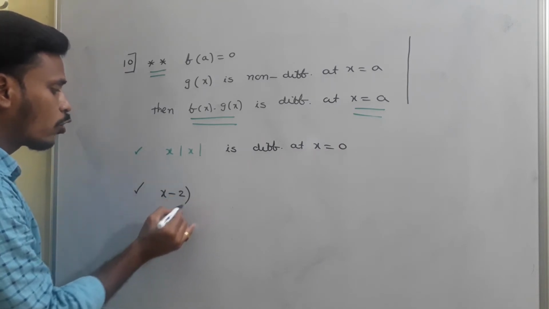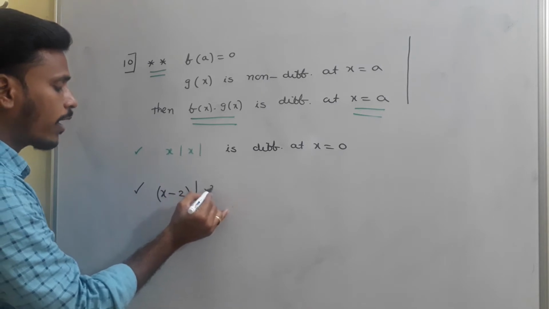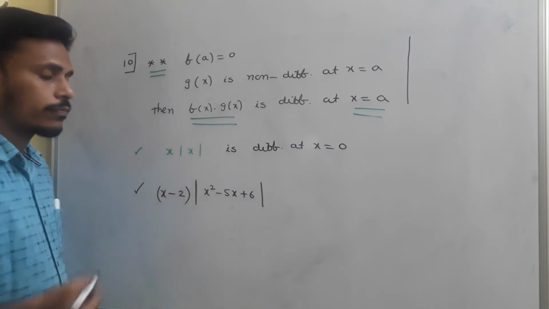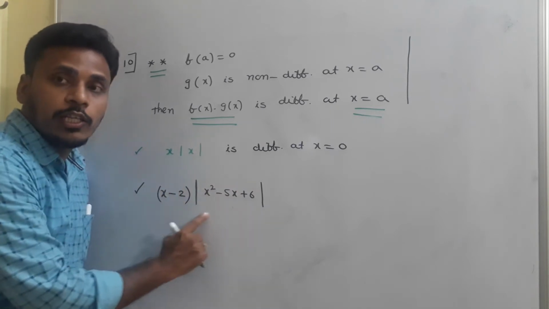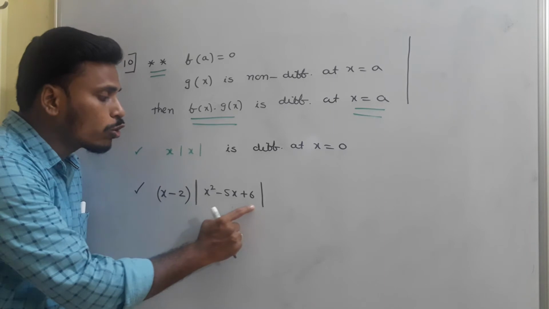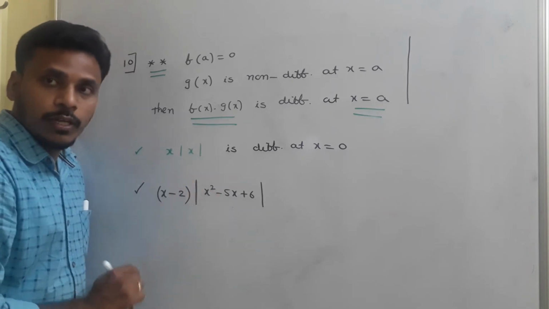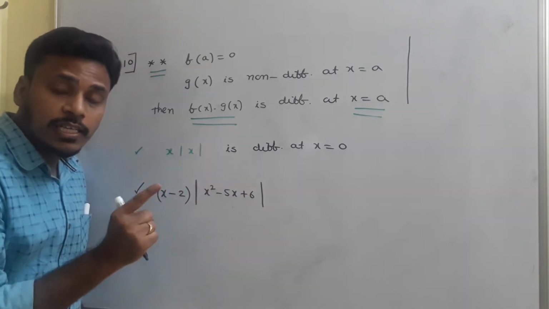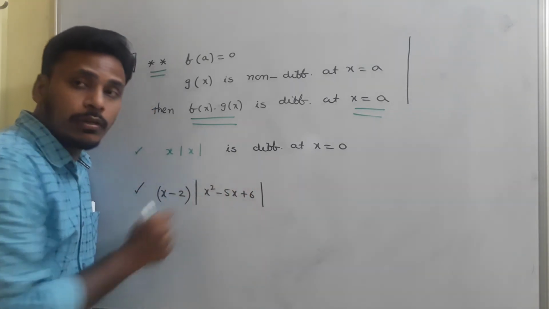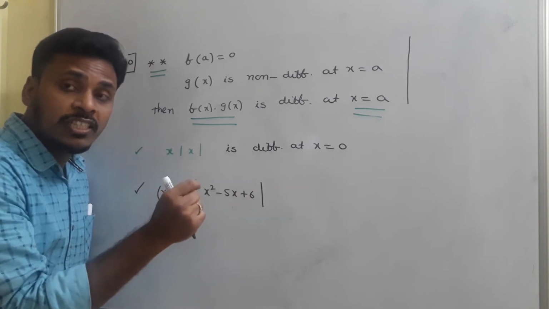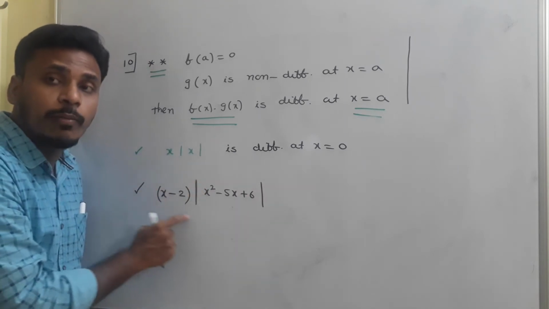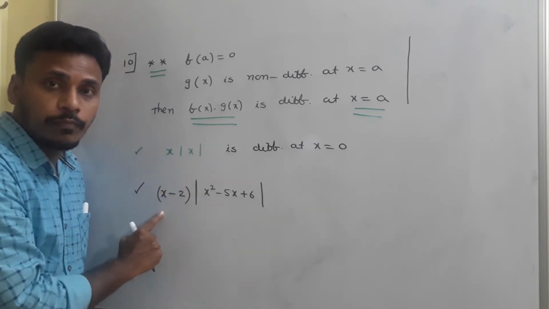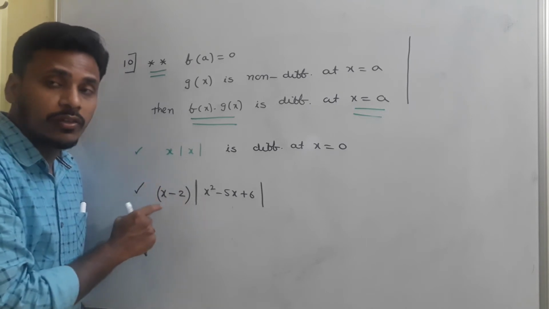Okay. Suppose I give you another function: (x minus 2) into modulus of (x square minus 5x plus 6). See, think about this x square minus 5x plus 6. There are two roots for this, 2 and 3. So at x equals 2, this is non-differentiable. At x equals 3, this is non-differentiable. But when you place 2 in this x minus 2, it becomes 0. When you replace x with 3 here, this is not 0. So 2 is making this 0, but 3 is not.